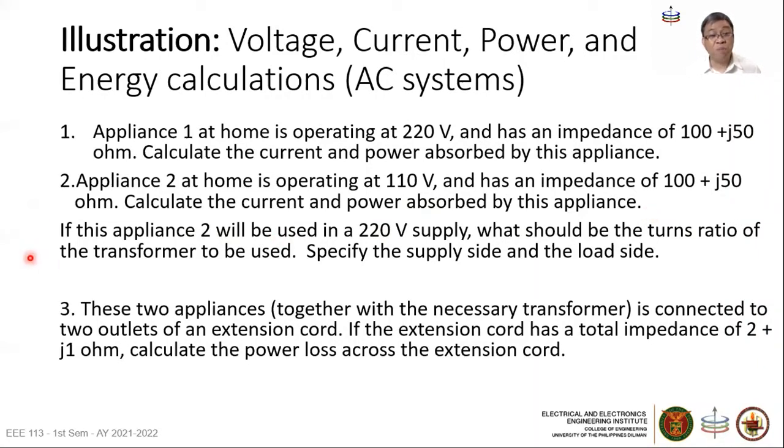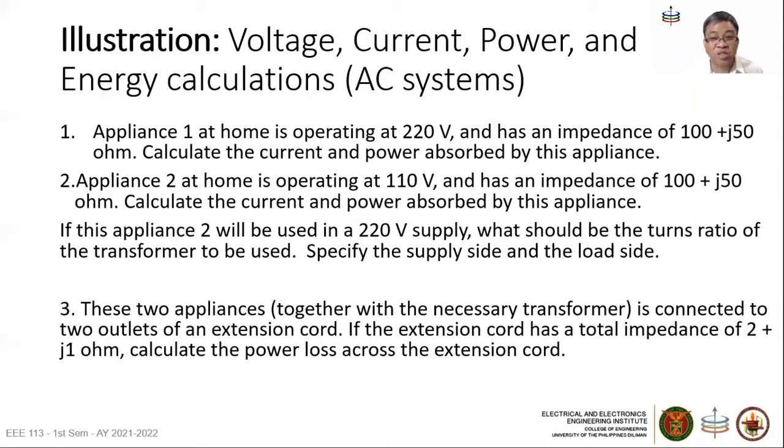If this appliance 2 will be used in a 220 volt supply, and it's rated 110 volts, then we need a transformer. What should be the turns ratio of the transformer to be used? Specify the supply side and the low side. Item 3, these two appliances, together with the necessary transformer, are connected to 2 outlets of an extension cord. If the extension cord has a total impedance of 2 + j1 ohm, calculate the power loss across the extension cord. So that's the problem. Of course, we solve this one at a time.